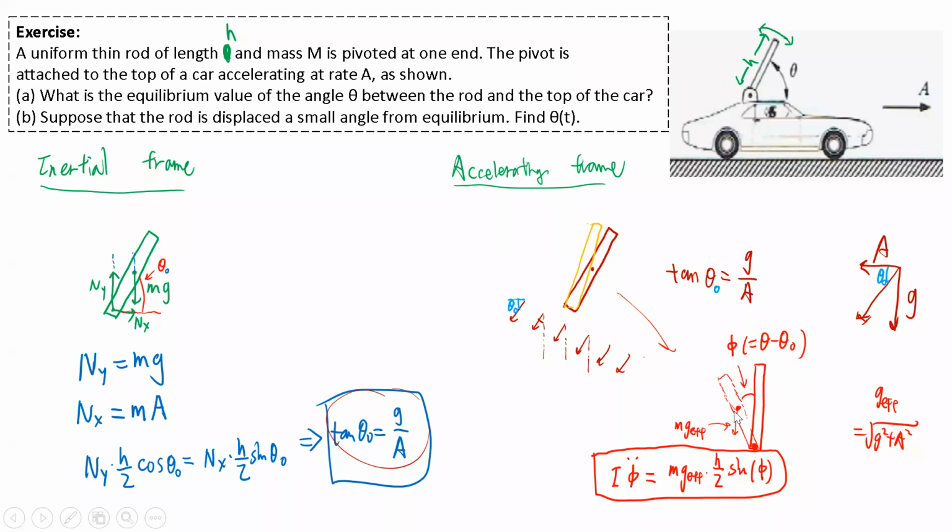But now this is pointing down, so this rod won't do a pendulum motion like this. Instead it will just fall right down like this. Okay.